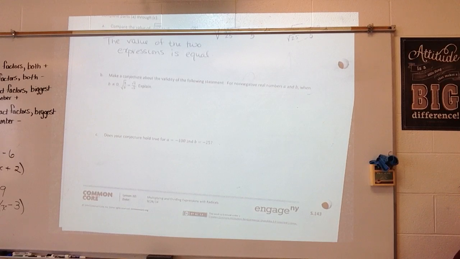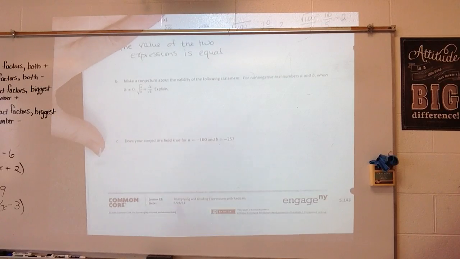Make a conjecture about the validity of the following statement. For non-negative real numbers a and b, when b is not equal to 0, the square root of a over b is equal to the square root of a over the square root of b. We can, once again, because of the problem that was just completed, say it is valid.